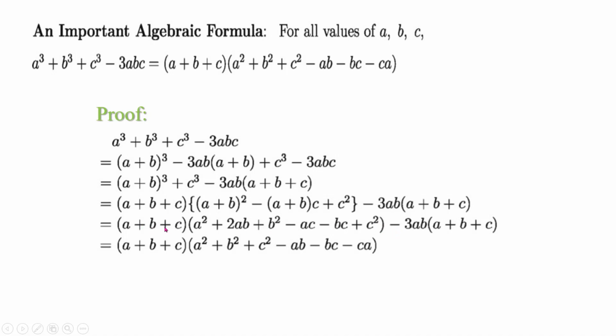And taking a plus b plus c from these two terms, we get a plus b plus c, and simplifying this, we get a square plus b square plus c square minus ab minus bc minus ca. This is our right side. It's proved.